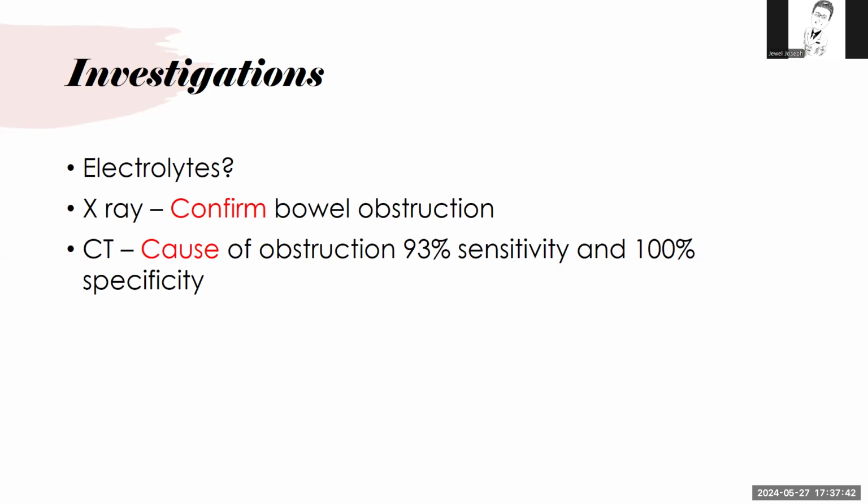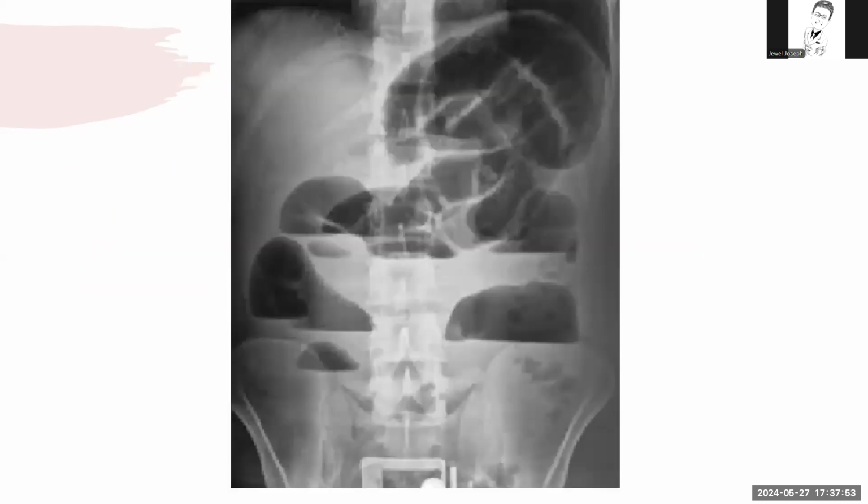One more thing to consider is electrolytes. Whenever there is increased vomiting, there can be electrolyte loss, which can be found out by doing serum electrolytes. Next slide, please. Now, this is a typical air fluid level in a bowel obstruction. Next slide, please.